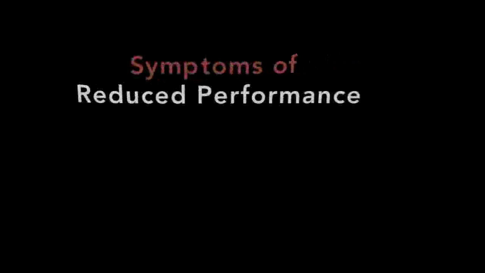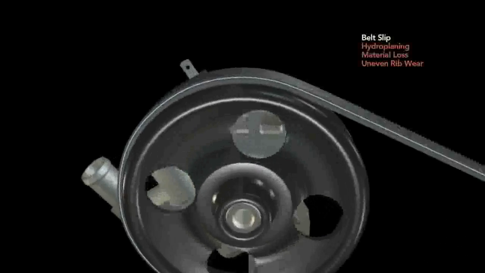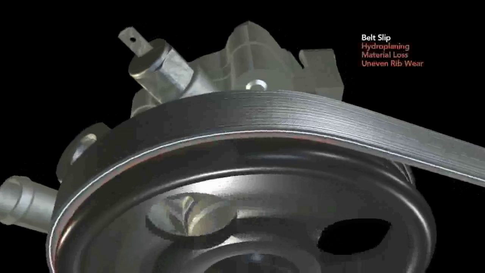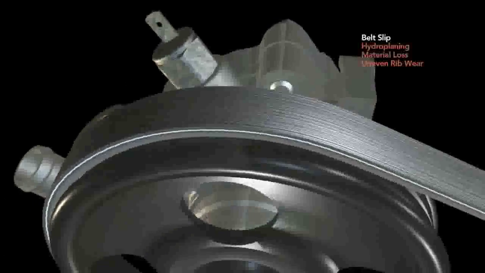Certain ABDS performance symptoms may also indicate that the Serpentine belt needs to be replaced. Be sure to note whether any of these symptoms are present when you evaluate the Serpentine belt. Belt slip can reduce the performance of other accessory drive components and can cause excessive heat, which can damage bearings and other equipment.